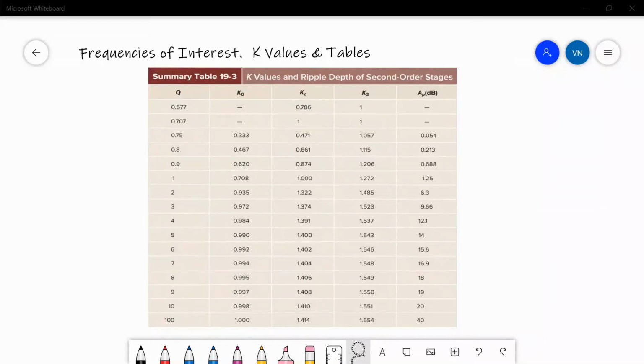So the last thing I want to talk about is frequencies of interest, like the pole frequency and the cutoff frequency, and what they have to do with K values and these tables in section 19-5. I found these really confusing until I worked myself through an example. So I'm going to do that for you now.